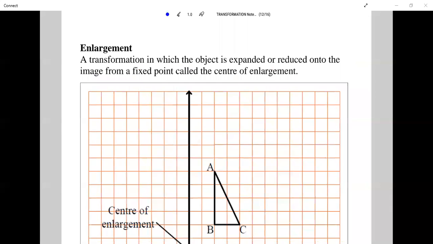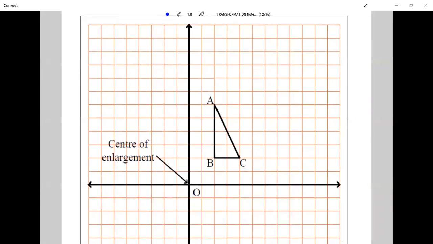Now I'm going to do an enlargement with a scale factor of 2, and the center of enlargement is going to be the origin. Here's how I'm going to do that enlargement. I'm going to use the fact that in an enlargement, the distance from the center to the image is k times the distance from the center to the object. The scale factor is k. I'm going to use a scale factor of 2.